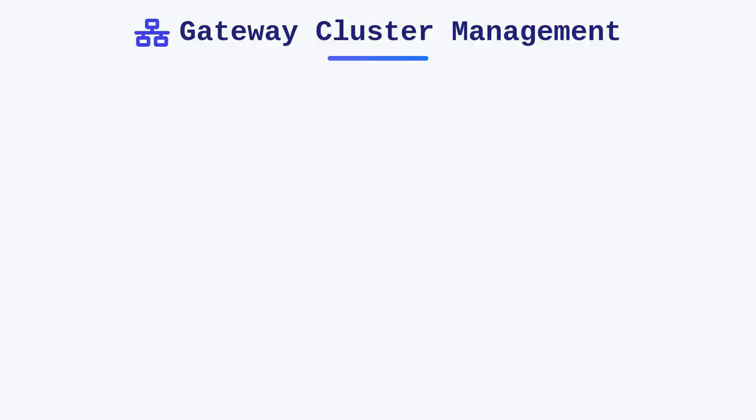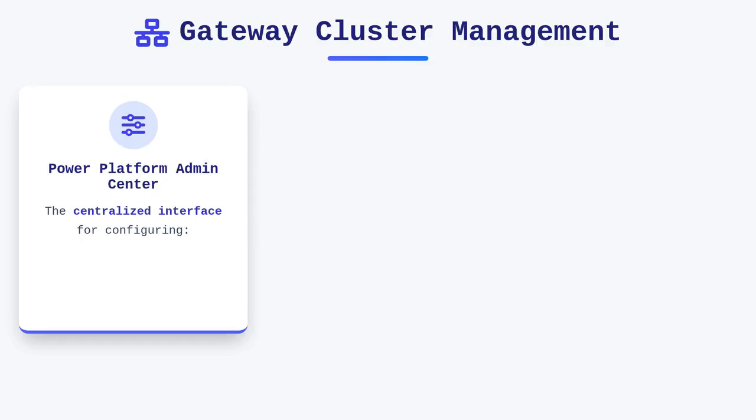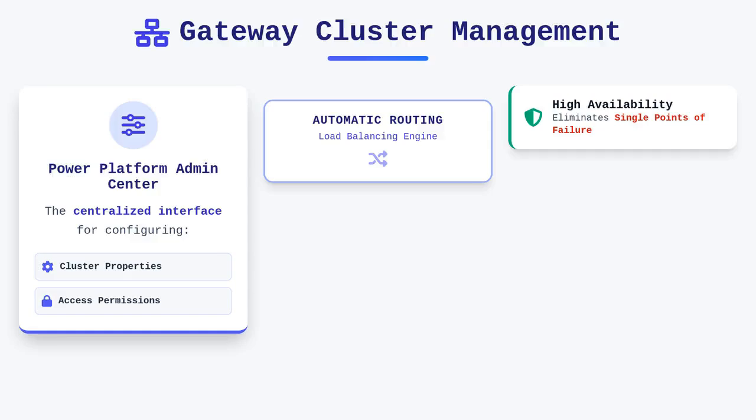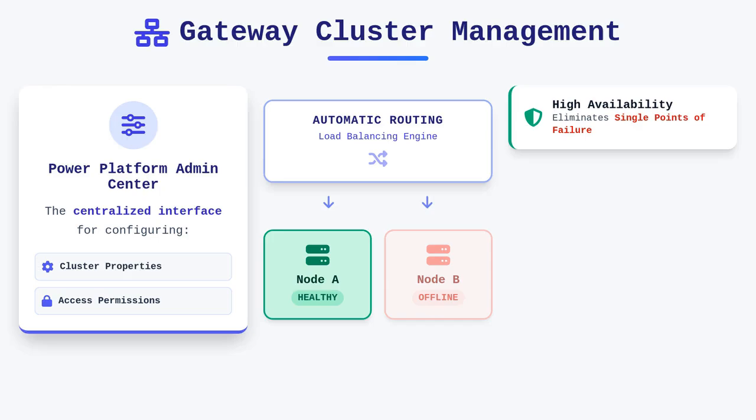Management of these gateways occurs through the Power Platform Admin Center, which serves as the centralized interface for configuring cluster properties and permissions. When you scale your automation environment, you will find that a single gateway installation often becomes a single point of failure that hampers operational resilience. By creating a high availability cluster, you can group multiple gateway installations to provide load balancing and automatic redundancy for your unattended desktop flows. If one node in the cluster goes offline for maintenance or due to a hardware failure, the Power Platform service automatically routes the traffic to the remaining healthy nodes in the group.